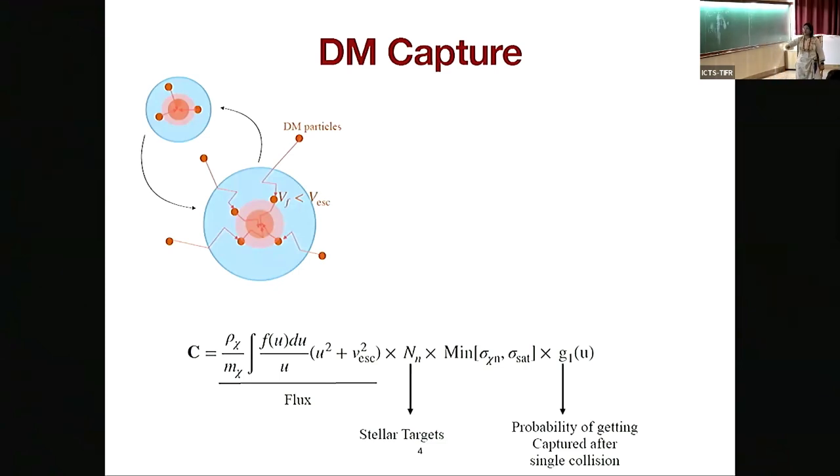A little bit of formula. It will hugely depend on the ambient dark matter density and its velocity distribution. And this N_N is the number of stellar targets, so the more massive your celestial body, the more targets. And g_1u is the probability of getting captured just after a single collision. It has to do with the cross section with which the dark matter particle interacts with the standard model particles.